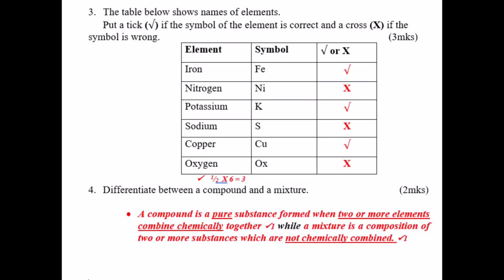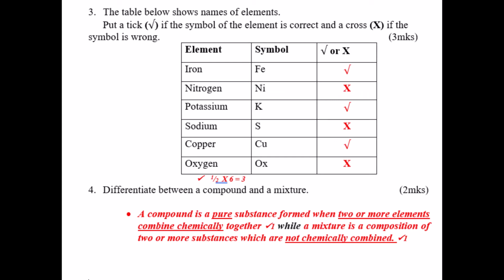If you look at the table, that's number 3, iron, the chemical symbol given there is correct. So that's a tick. Nitrogen, the chemical symbol given is wrong. That's for nickel. Nitrogen is capital N without the I. So that's a cross. Potassium, that's kalium, capital K, correct. That's a tick. Sodium, the symbol is wrong because sodium is capital N and a lowercase a. That's natrium. So copper, the symbol given is correct. Oxygen, the symbol given is wrong. Oxygen is capital O without the X.